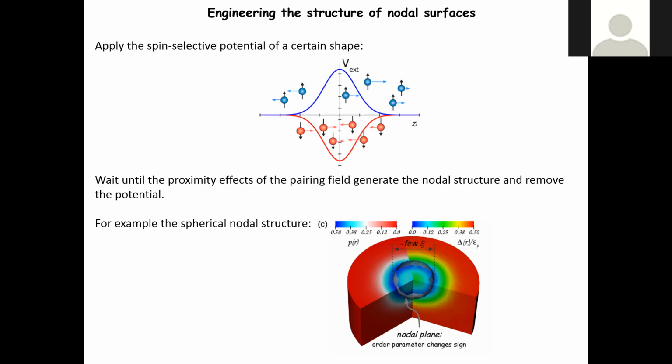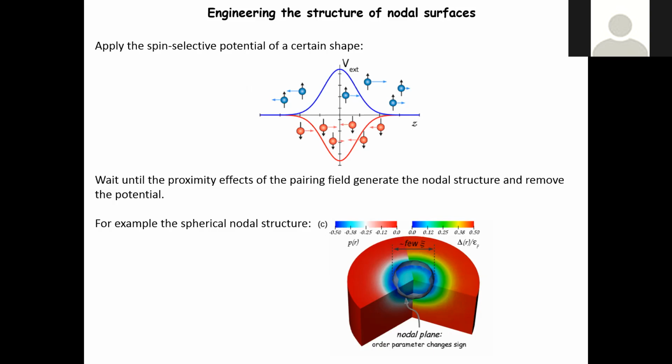So in this case, it is the case of the spherical nodal structure. It is schematically shown here. The nodal structure looks like it's here, denoted by this black color. So this is the section. On this side, you have the pairing field. On this side, you have the polarization shown. So you have another structure which looks like a sphere.